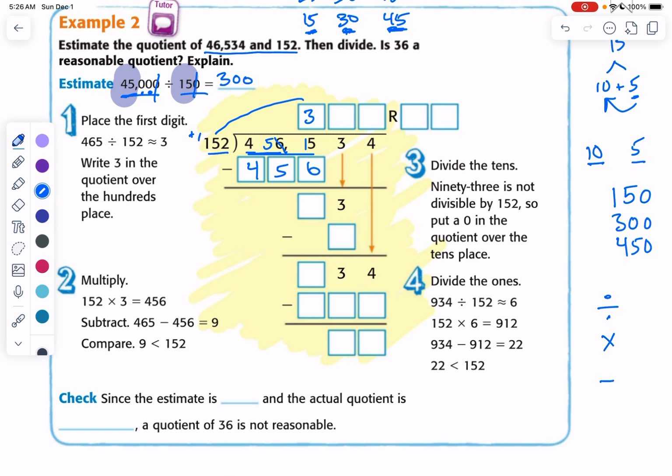15 take away 6. Well, I know 6 plus 6 is 12. 6 plus 7 would be 13. 6 plus 8 would be 14. 6 plus 9 would be 15. 9. Now I bring down that 3, 93. Now I'm thinking about how many groups of 152 I can make out of 93.